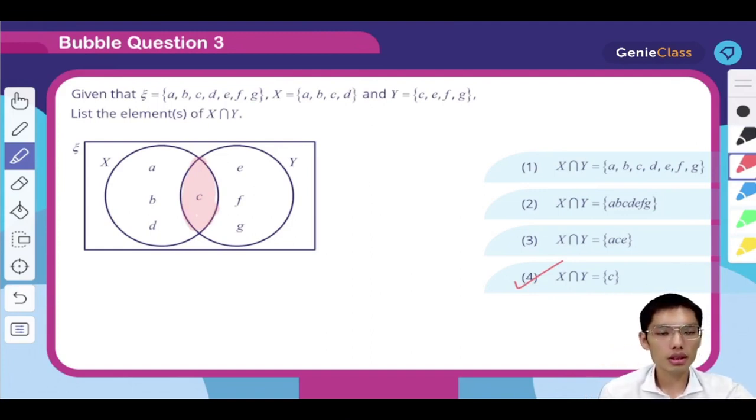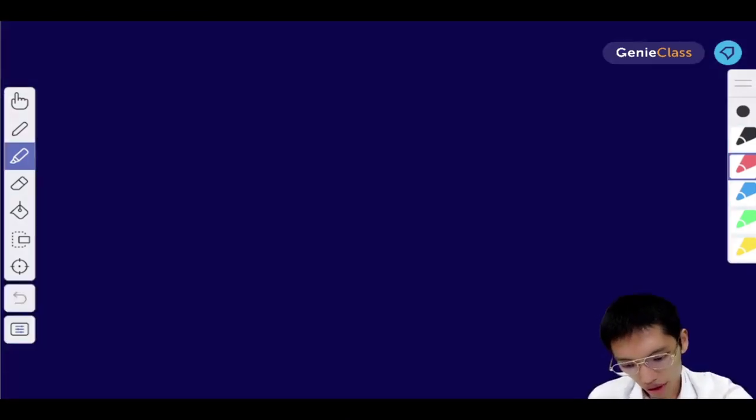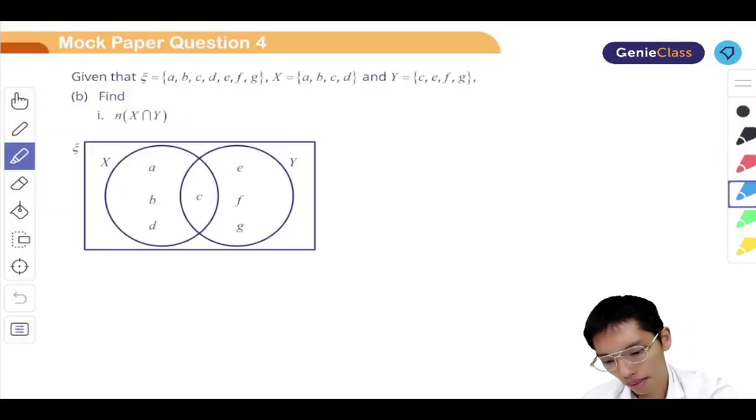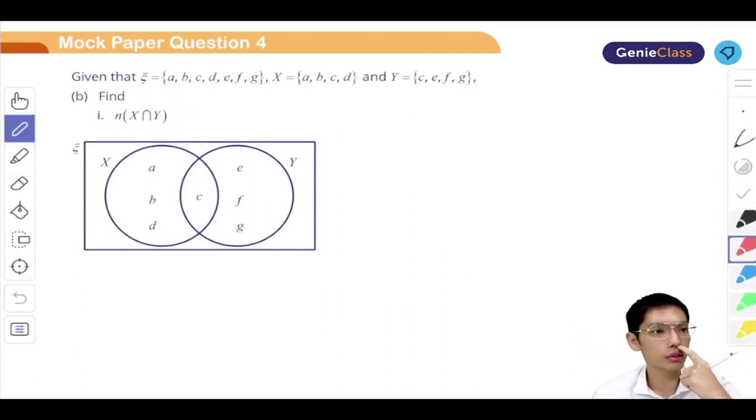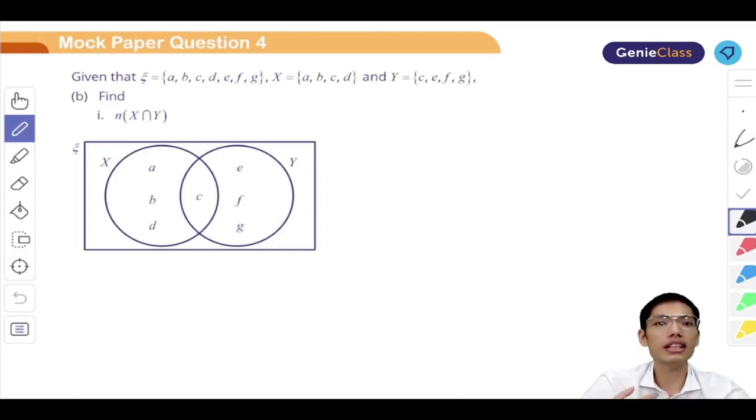Now let's follow up a little bit more and let's answer this question. Following up, now, what does this notation mean? N of x intersection y, if you recall, is just a number of elements. So, what is the answer? How many elements do I have?